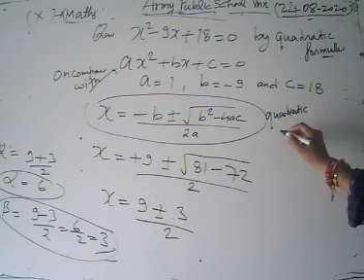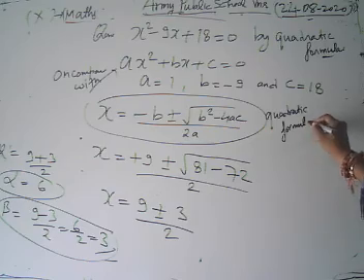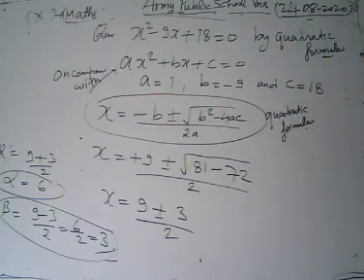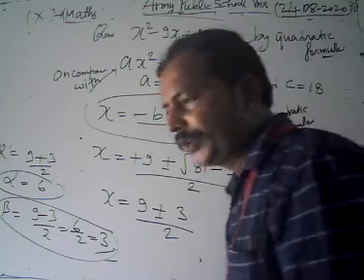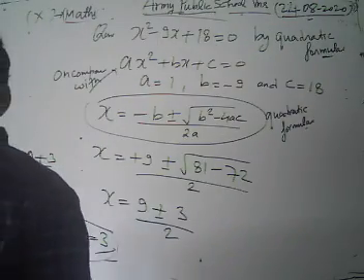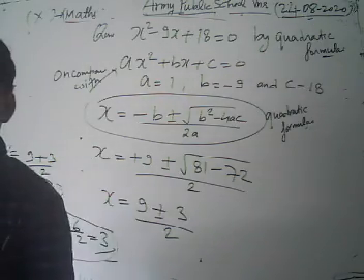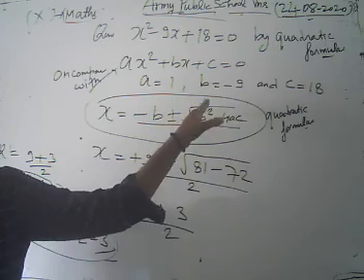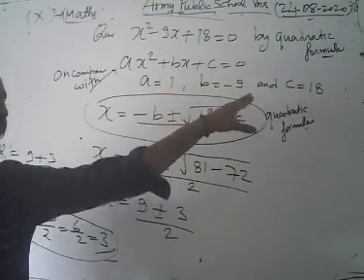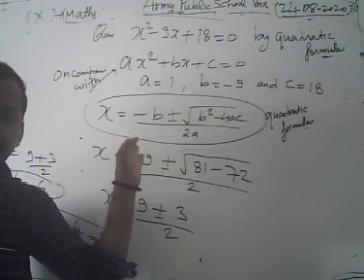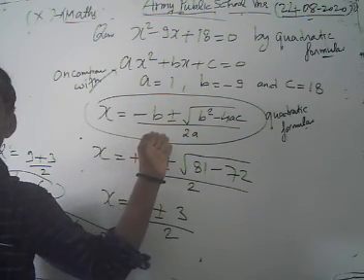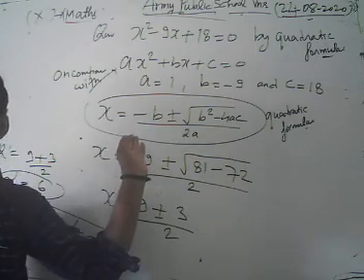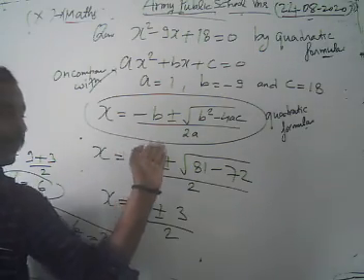This is our quadratic formula. Let's look at how we did it. First of all, we compare our quadratic equation with the standard form ax square plus bx plus c. On comparing with the standard form, we find the values of a, b, and c. After getting the values of a, b, and c, we write down our quadratic formula: x is given by minus b plus minus under root b square minus 4ac upon 2a.